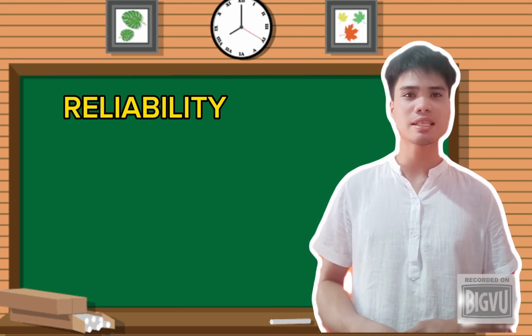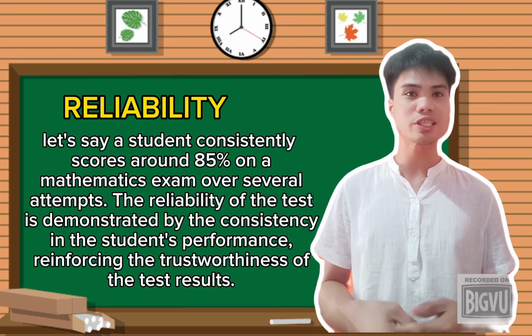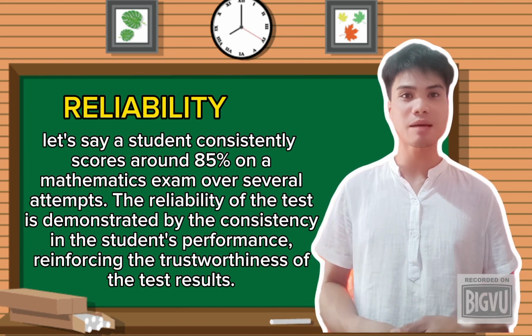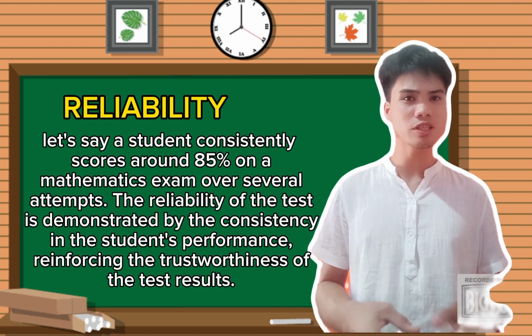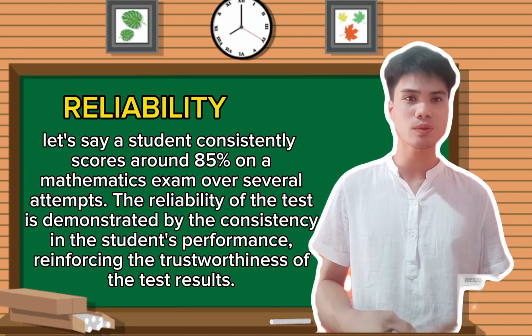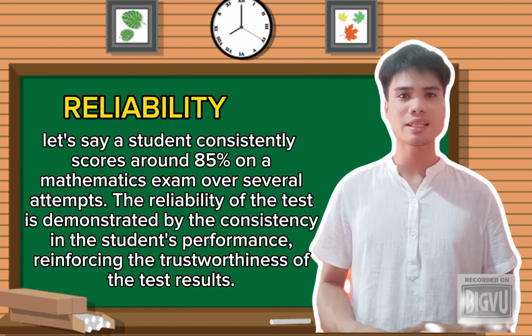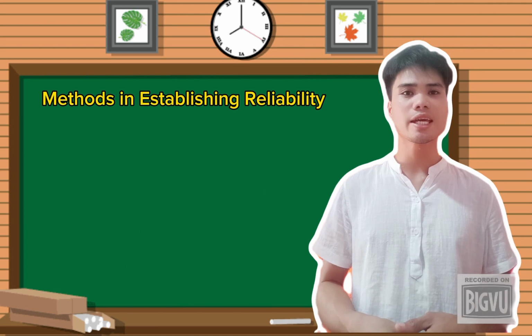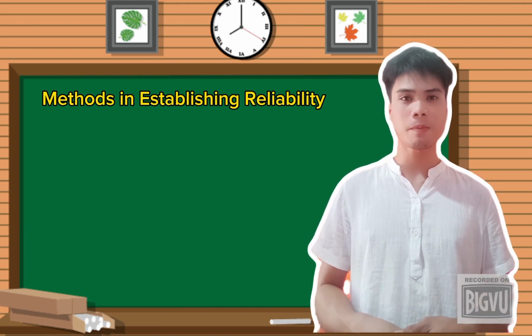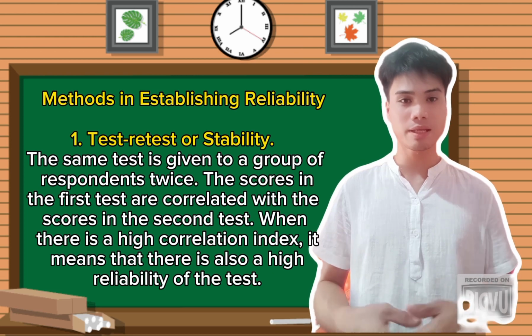Another example is, let's say a student consistently scores around 85% on a mathematics exam over several attempts. The reliability of the test is demonstrated by the consistency in the student's performance, reinforcing the trustworthiness of the test results. So there are methods in establishing reliability. The first one is the test-retest, or stability.